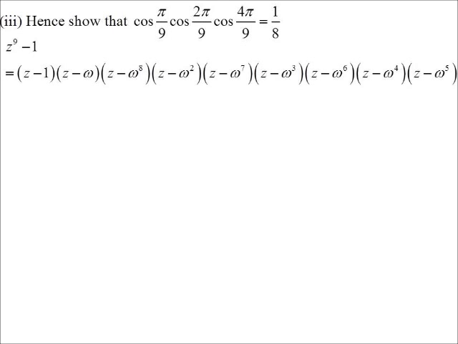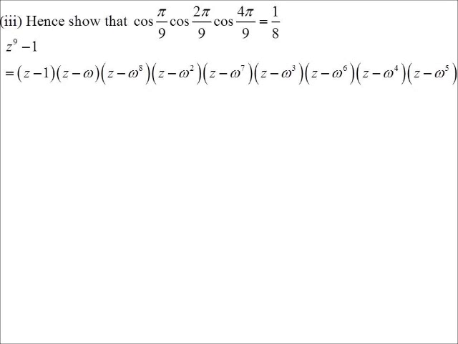Okay. This is how I'm going to do this one. z to the power of 9 minus 1 I now know factorizes to be z minus 1, z minus omega to the 8, etc., etc. And you might think, that's a rather odd way to write it. Wouldn't you go omega, omega squared, cubed, and so on? But I've grouped what I know to be conjugates together.